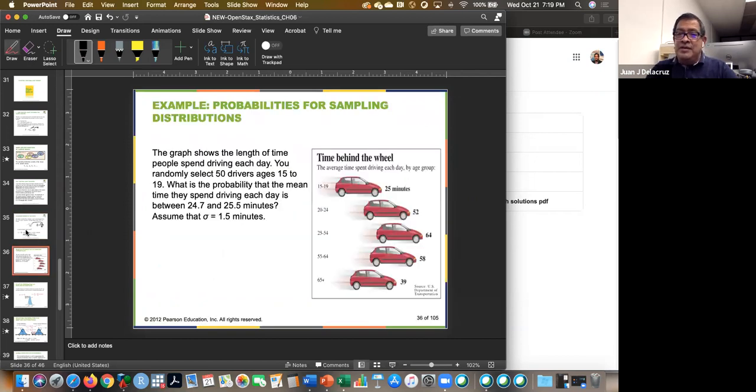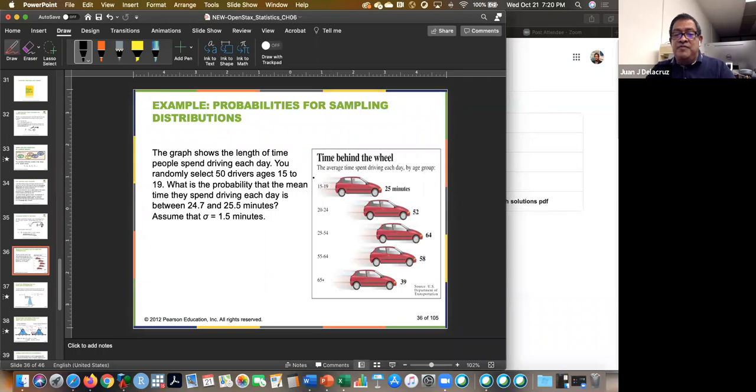So this is the example. What this example is going to show me is that if the sample is big enough, I am going to be able to use the central limit theorem and assume that this case behaves as a normally distributed case. Do I know that? Well, I really don't know. But if I have knowledge of this information, the time behind the wheel, it says the average time spent driving each day varies by age groups.